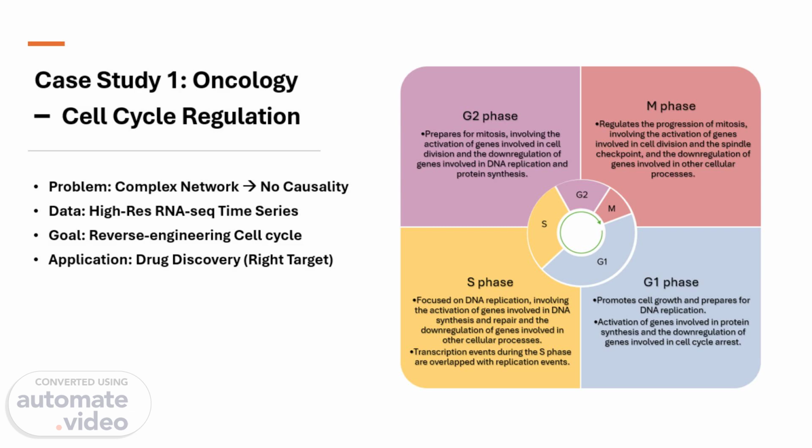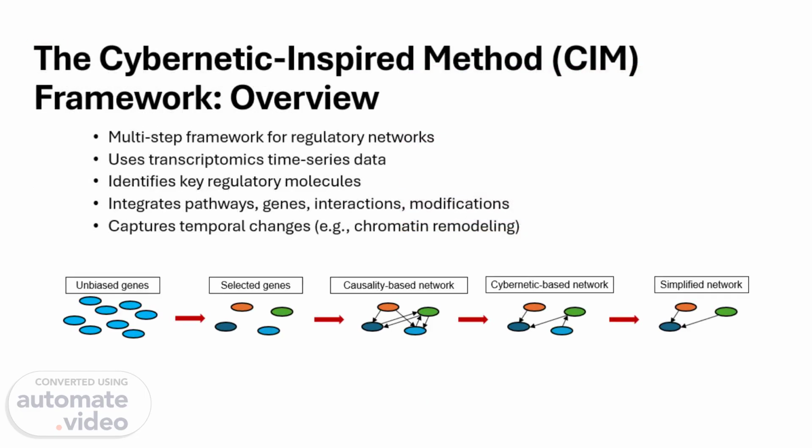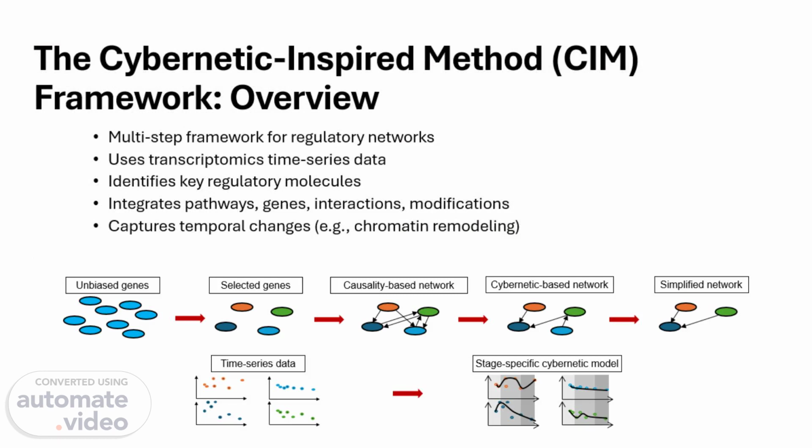The diagram illustrates the different phases of the cell cycle: G0, S, G2, and M, and the genetic events that characterize each, which our models aim to decipher. To address this, we employed the cybernetic-inspired method, CIM framework, a multi-step approach for regulatory networks. It primarily uses transcriptomics time series data to understand gene expression changes over time.